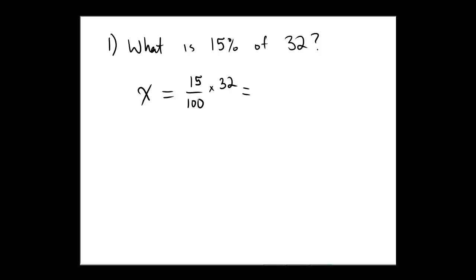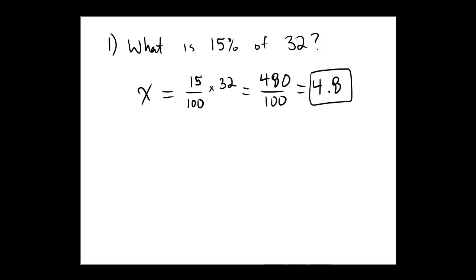So if you grab a calculator and figure out what 15 times 32 over 100 is, well, let's think. 15 times 32 would be 480 over 100, and that of course is equal to 4.8. So the answer to this problem is 4.8.